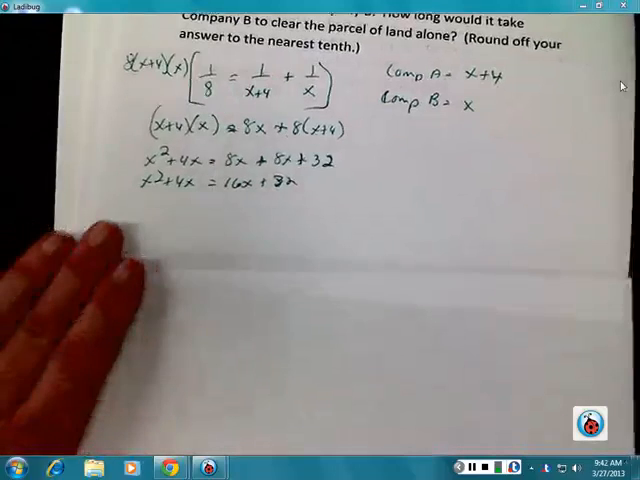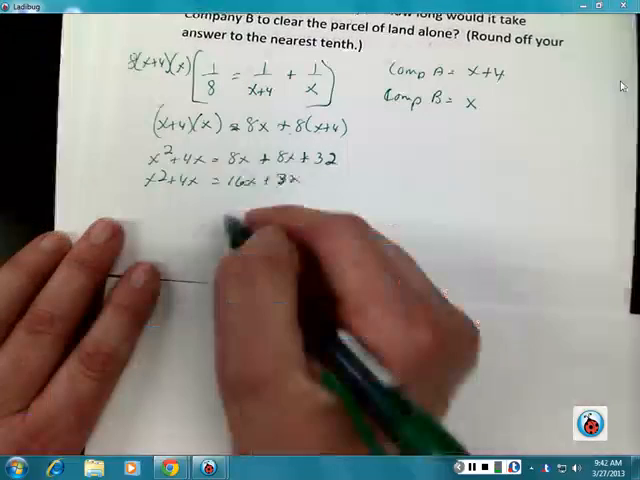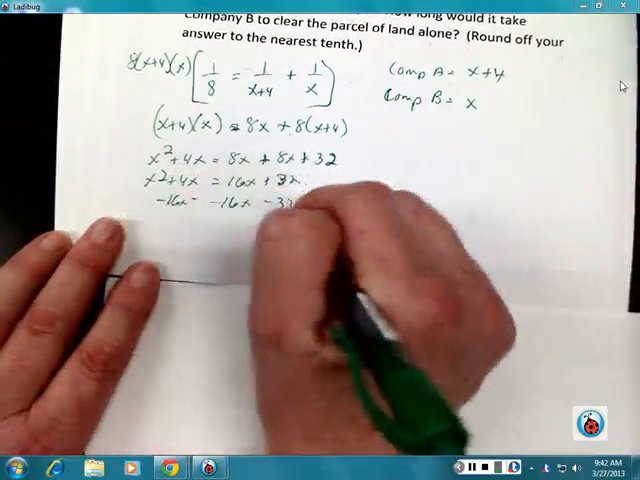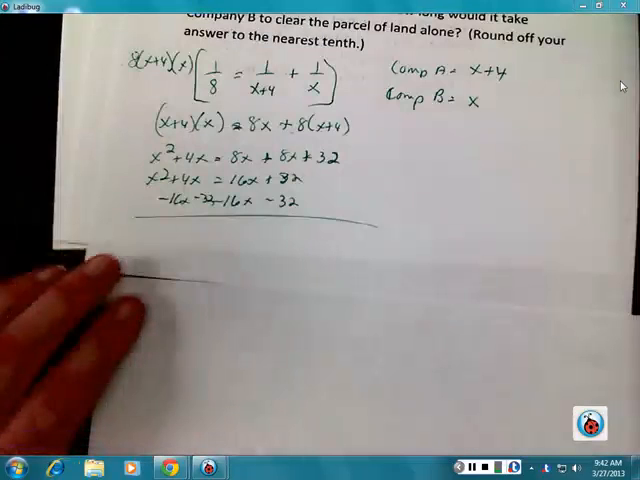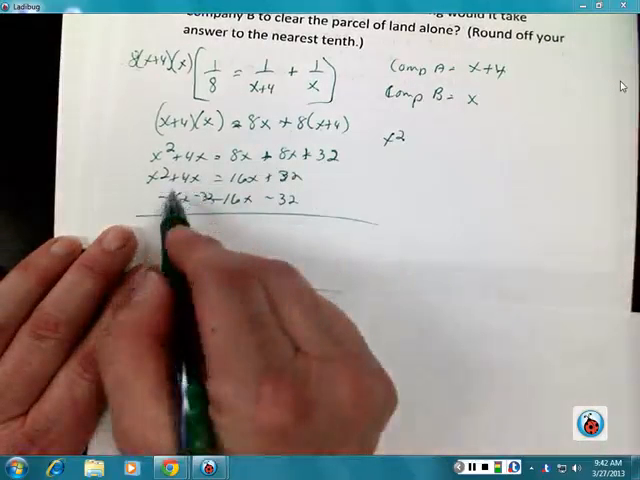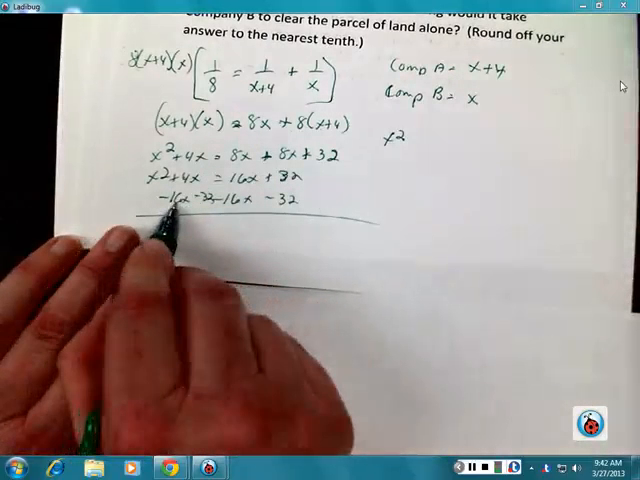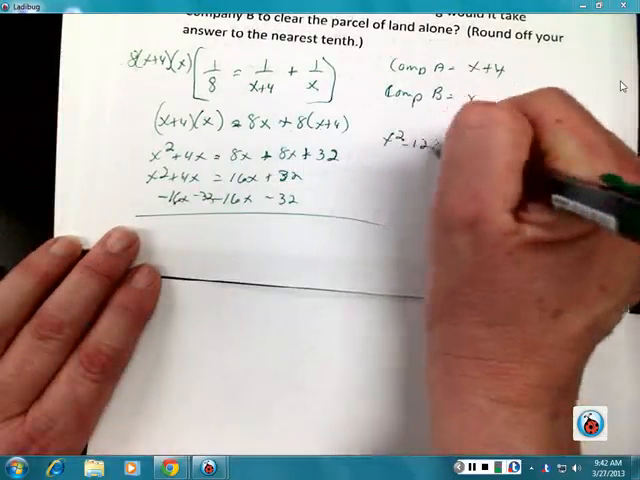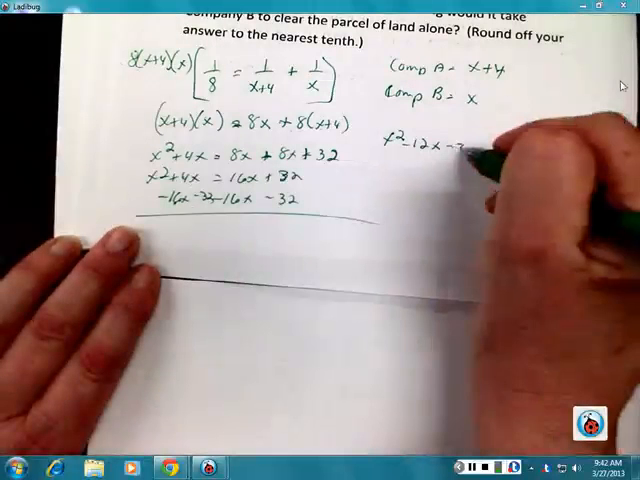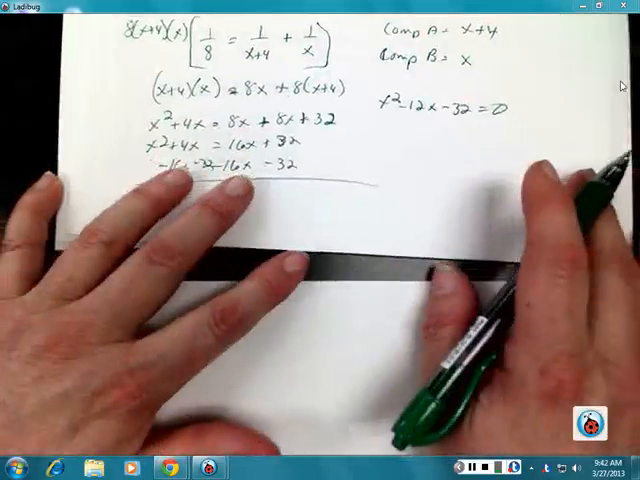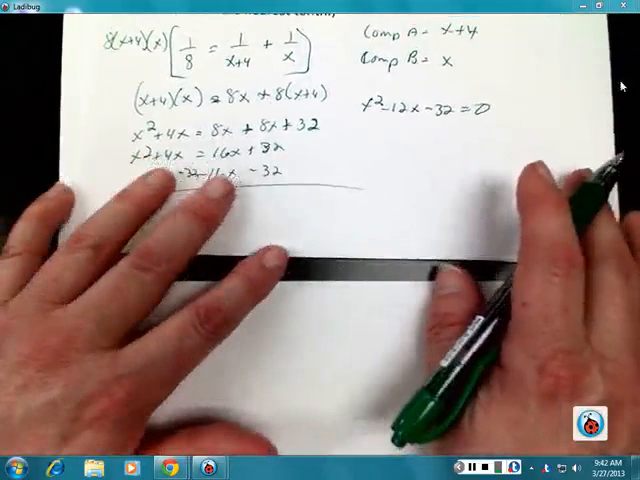But I need to get it set equal to 0. Since x squared is on the left, I'm going to move everybody else to that direction. And what am I going to be left with? x squared. Positive 4 and a negative 16. What was that? Negative 12. And a minus 32. Is equal to 0. And then I would put this thing into my quadratic equation and get my answer out of that.